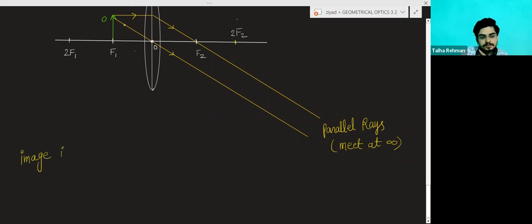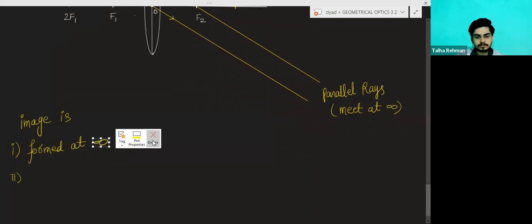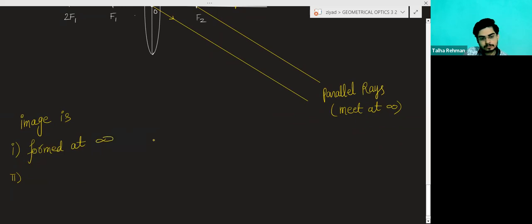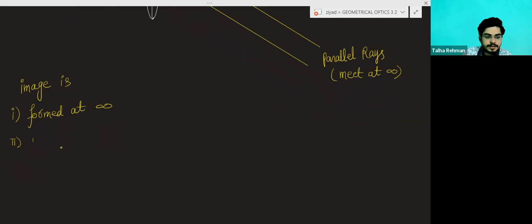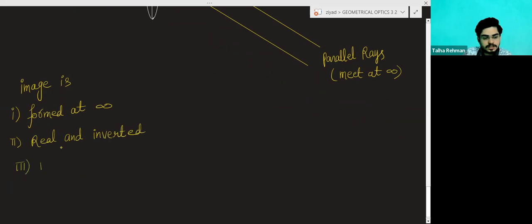So you can write, image number one, formed at infinity. Number two, real and inverted. Number three, much larger than the object.